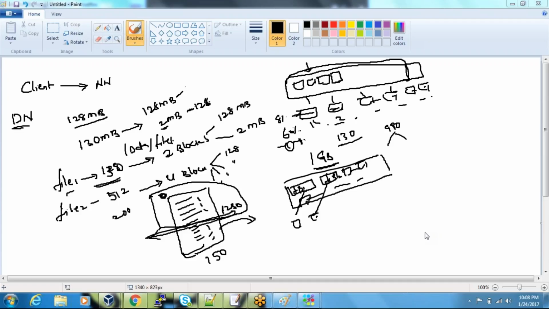Do two files store in a single block? Two files never go into a single block, guys. For file 1, the block will be different; for file 2, the block will be different. And as explained earlier, if you try to load the same file, you will get an error. Two files with the same name cannot be stored.